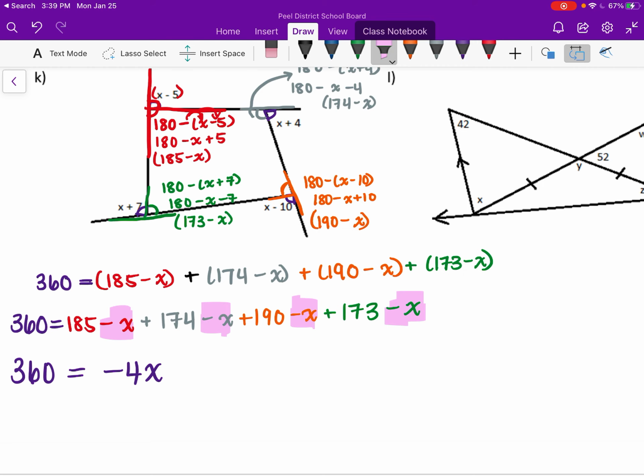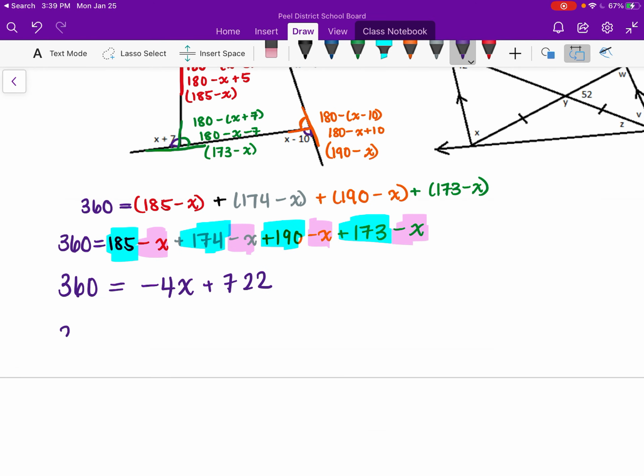And then I'm just going to go and collect my constants, 185 plus 174 plus 190 plus 173 is going to give me plus 722, right? Now I want to get that 4x by itself, so I'm going to move the 722 onto the other side by subtracting it from both sides. So 722 minus 722 is just going to be 0, so I'm going to leave that.